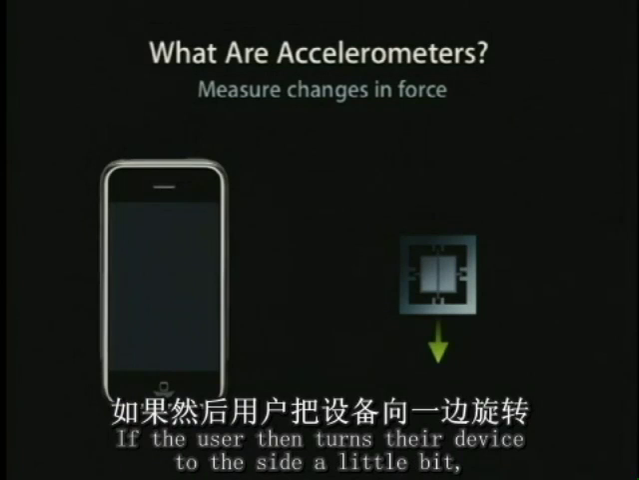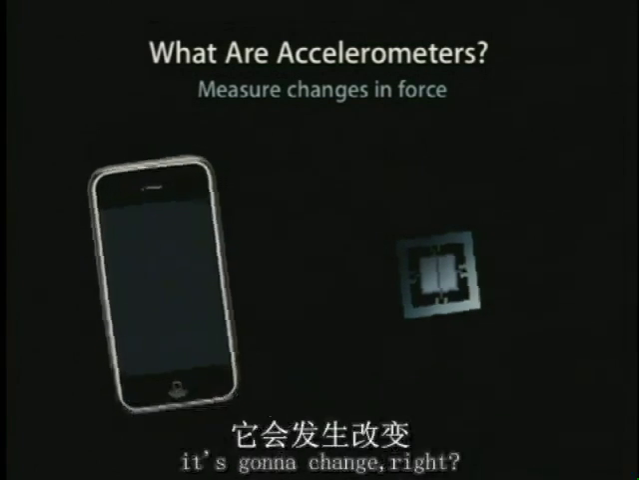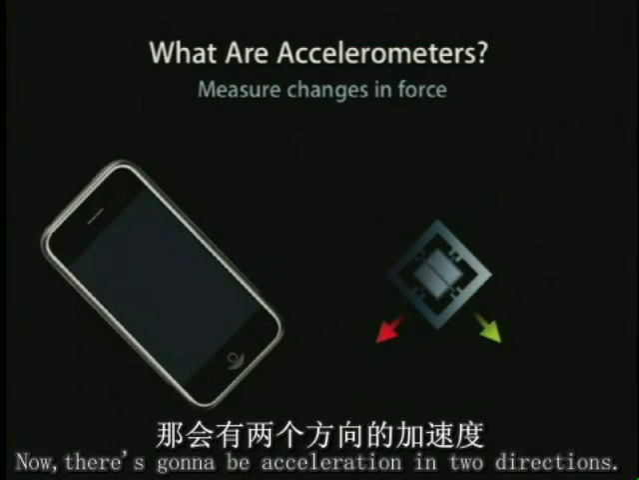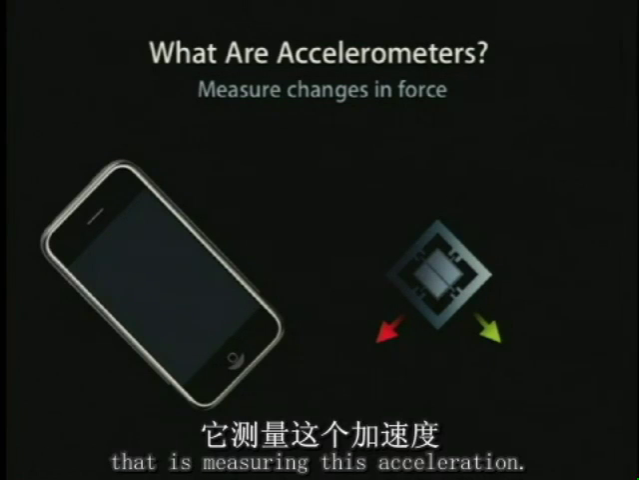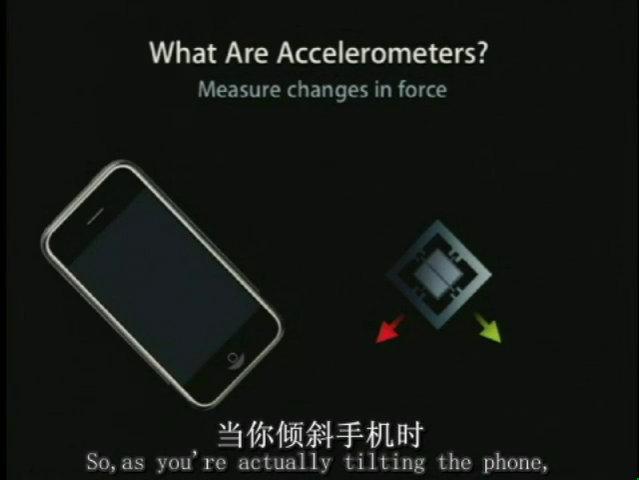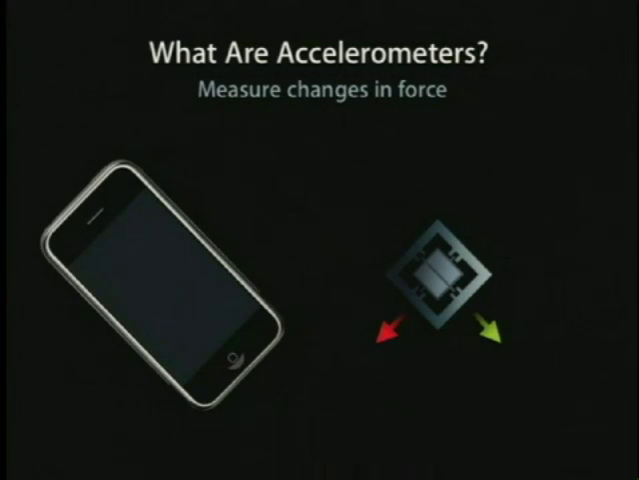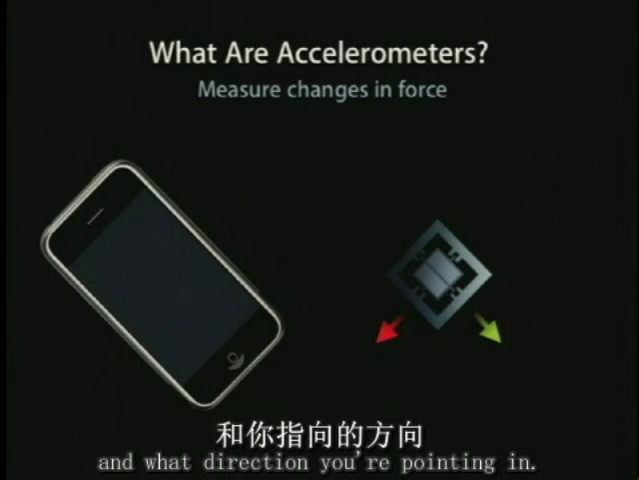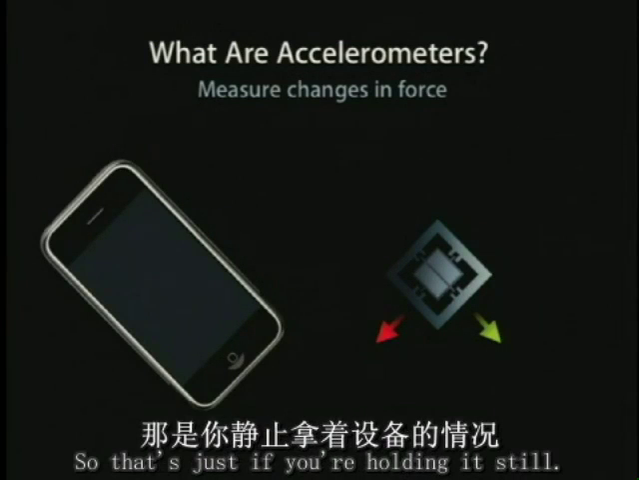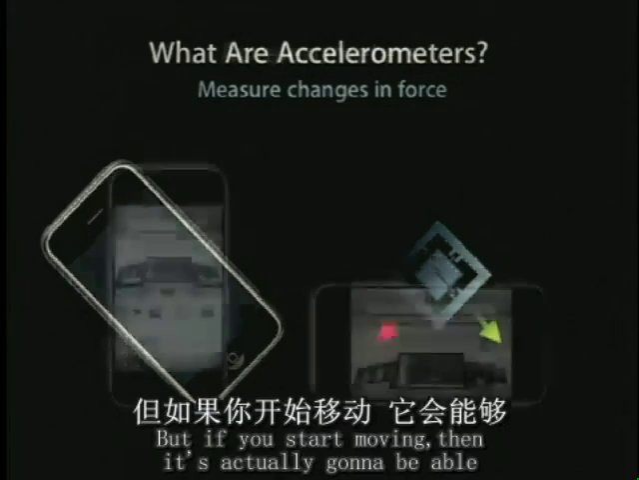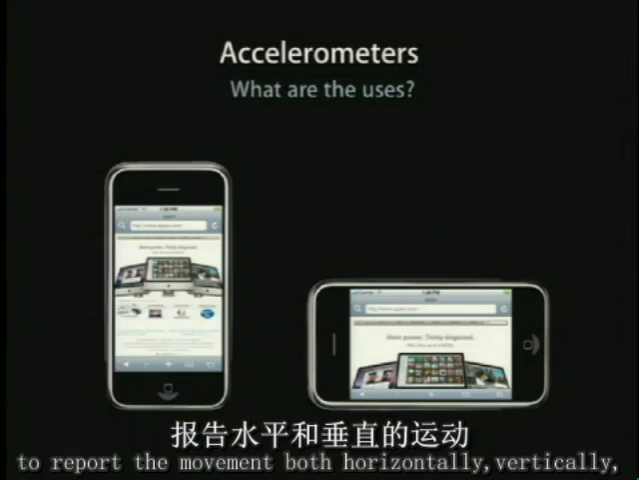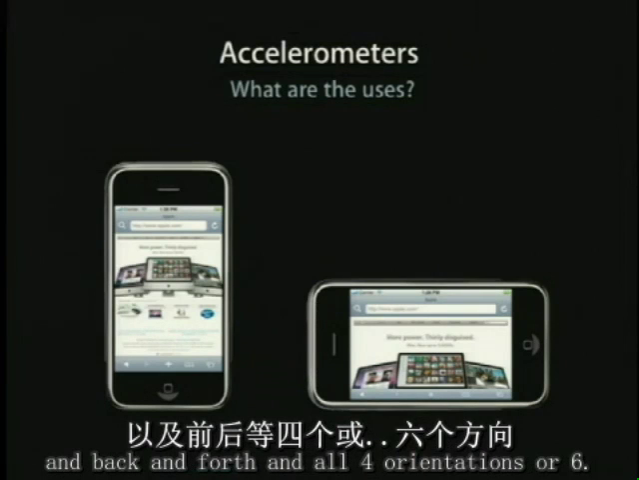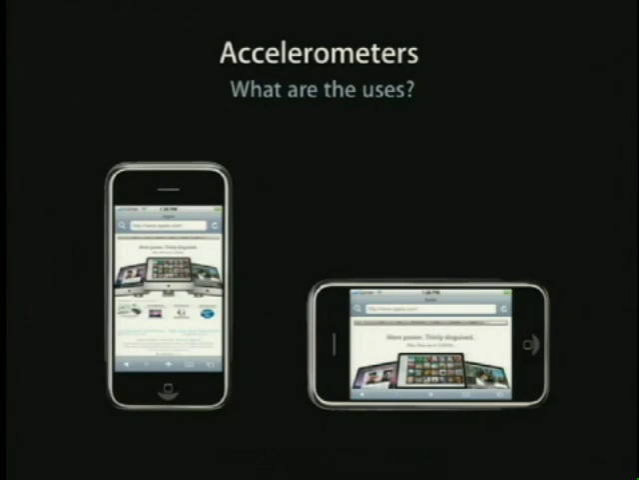If the user then turns their device to the side a little bit, that's going to change. Now there's going to be acceleration in two directions. There's a device in the phone that is measuring this acceleration. So as you're tilting the device, it figures out the new acceleration and what direction you're pointing in. That's if you're holding it still. But if you start moving, then it's actually going to be able to report the movement horizontally, vertically, and back and forth in all four orientations, or 6.